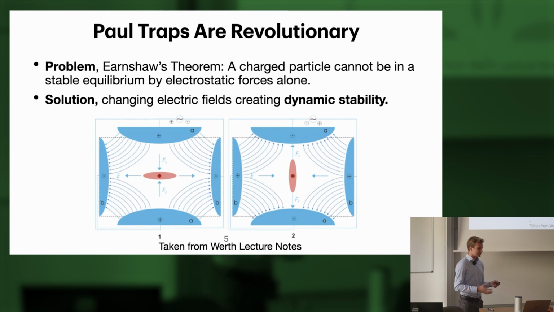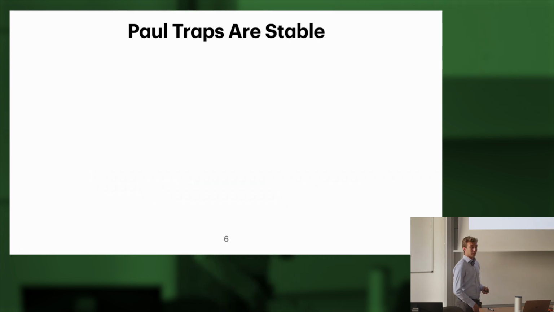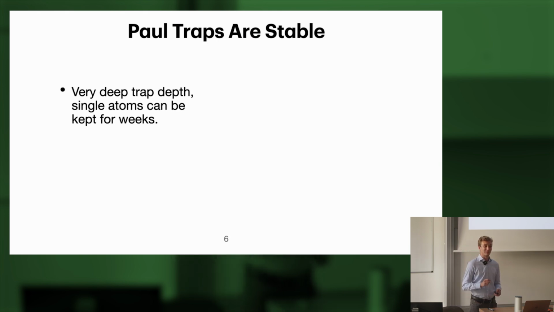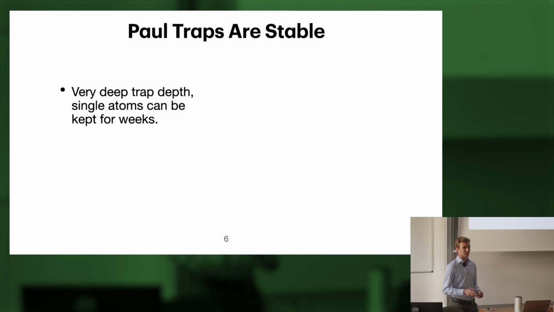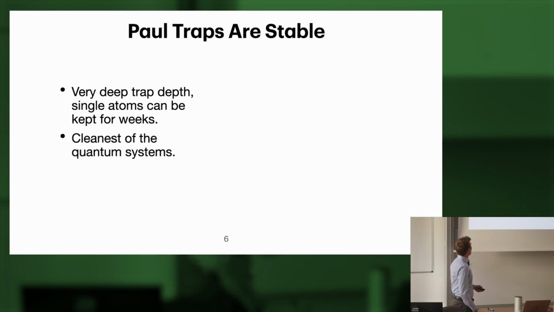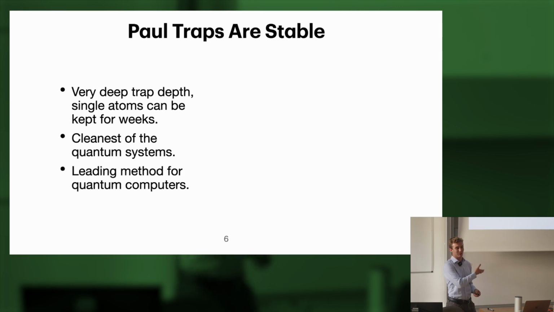And you might wonder how this kind of dynamic stability really works. It's kind of fishy, you know. Is it too good to be true? But it's not. Paul traps are quite stable. In fact, you can trap a single particle for weeks in these setups. And the reason I said weeks is that I think there was no experiment that trapped it for months or something. So maybe you can trap it for months. And although there's a dynamic stability, it's one of the cleanest of the quantum systems to analyze. And that's why it's the leading method for quantum computers.